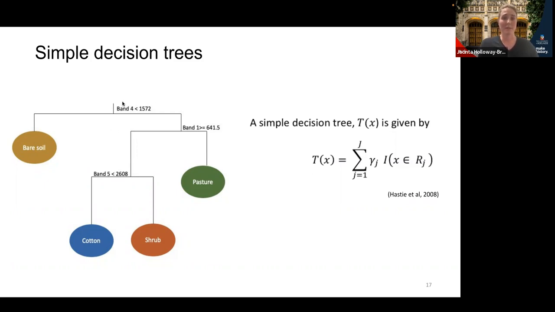So for example, if we have an observation X, a pixel, then the decision tree will consider it first in relation to this decision rule. Is the value of band 4 for this pixel less than this number? If it is, then the indicator function is equal to 1, it's true, and then it gets classified as being bare soil. If this rule is false for that observation X, then the method moves on to the next decision rule and considers it in relation to that, and so on until all of the observations have been considered and into these final destination nodes, so classified as being either bare soil, cotton, shrub, or pasture.